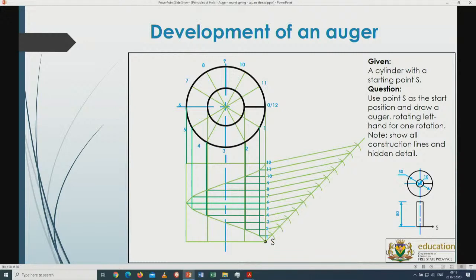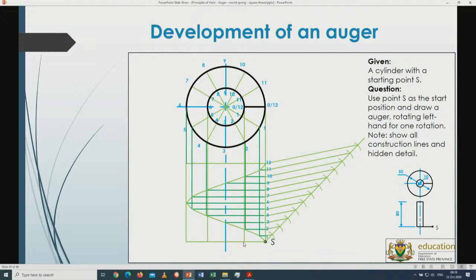All right, now just remember this auger has an inner part. So the same as with the outer part, the inner part we will also divide into 12 parts, or we already have the 12 ends over here on the outer part. You don't have to renumber it again. All right, so there we go with the inner circle.